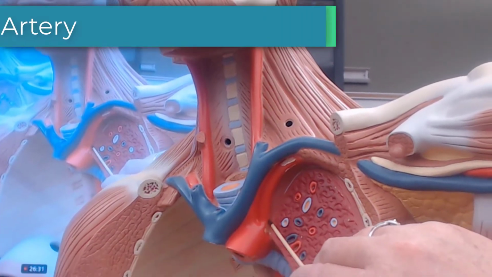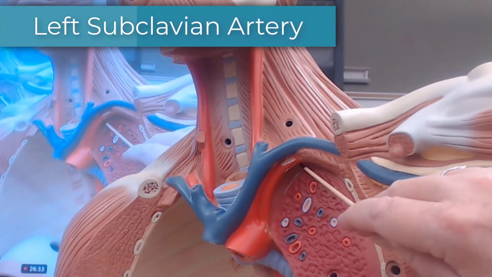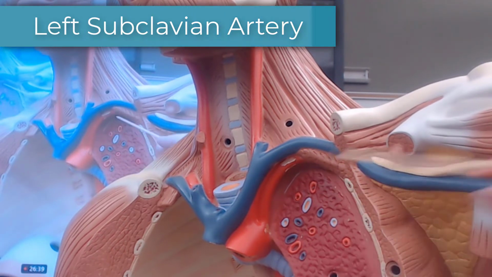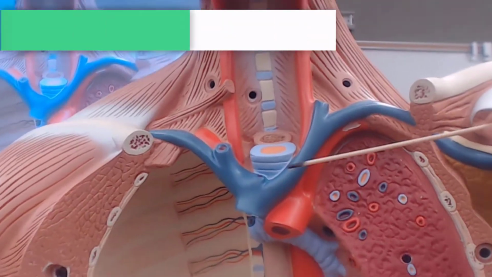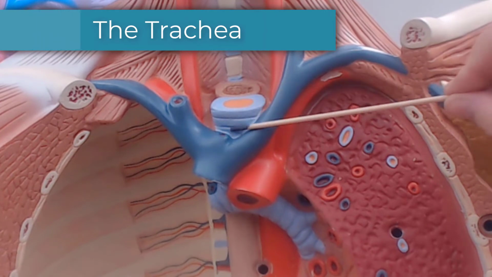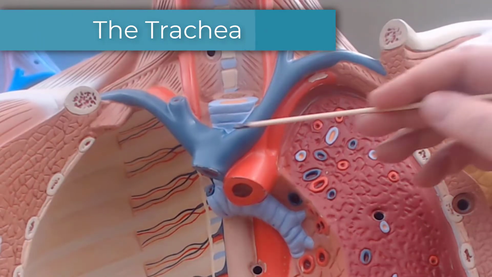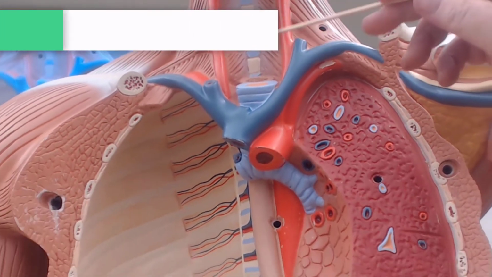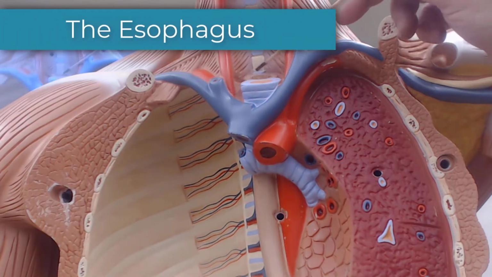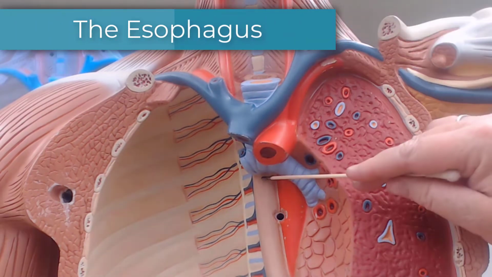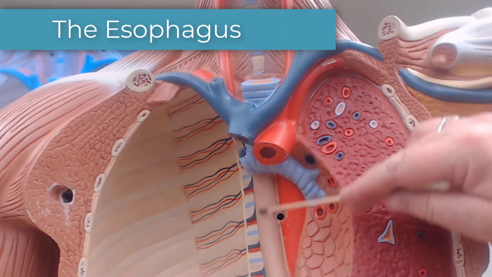And the third branch is going to be the left subclavian artery. So this is the trachea. Here's the trachea. Behind the trachea, you have the esophagus. So here's more of the esophagus here.